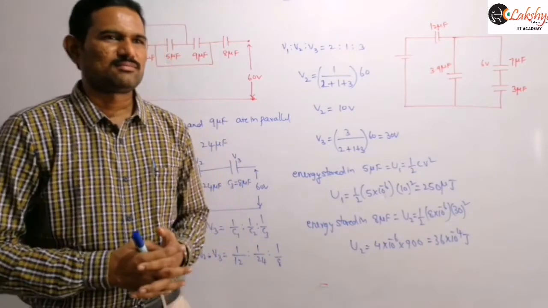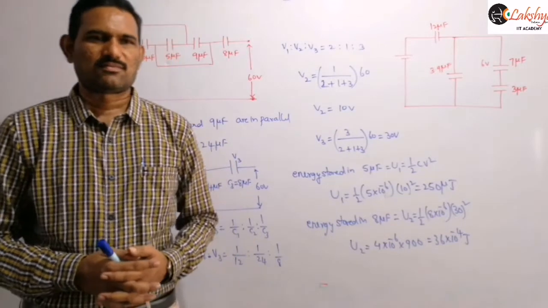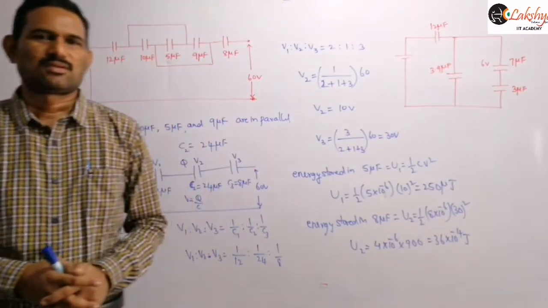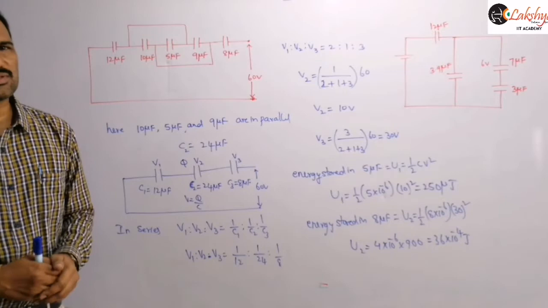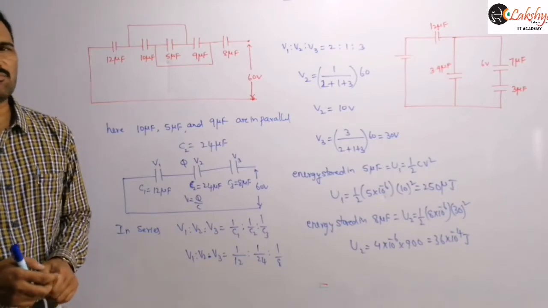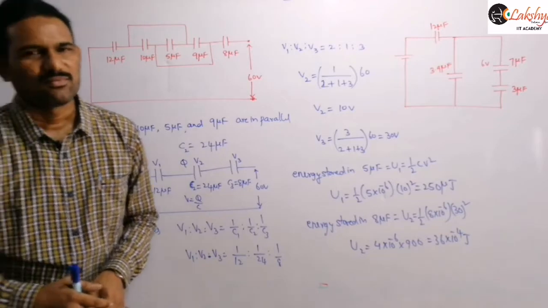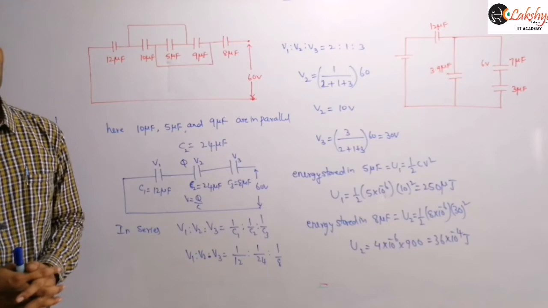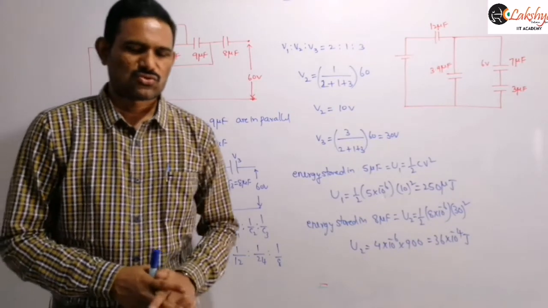Then find the charge on each capacitor, the EMF of the cell, and the total charge drawn from the cell. Right? So those are the calculations.